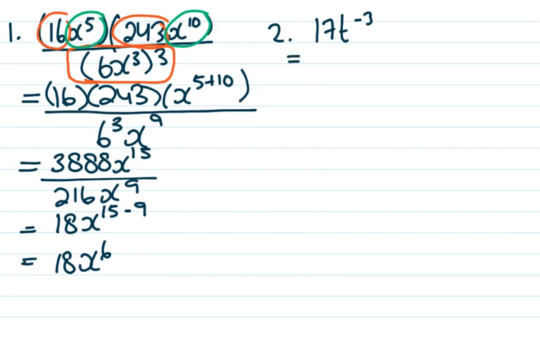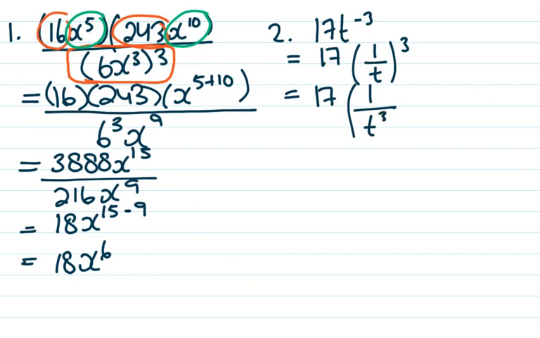So I'm going to simplify the t to the negative 3 to get rid of that negative exponent. I'll do 17 times 1 over t all cubed equals 17. 1 cubed is still 1, and the denominator would be t cubed. 17 times 1 is 17 over t cubed. Number 3.